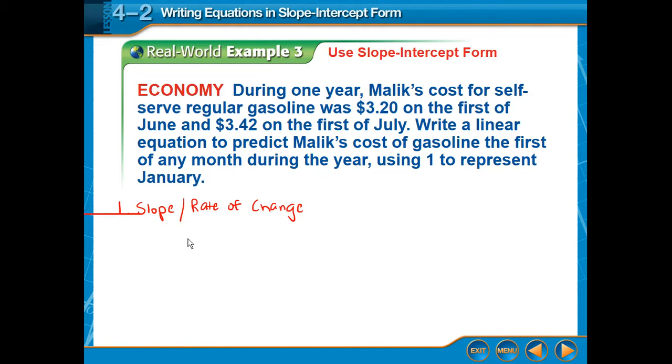So we're going to do 342 minus 320, and it changed by a month from June 1st to July 1st. That's 1 month. Okay, so if we wanted to think about it, July was the 7th month minus the 6th month, you still get 1. So it's going to be 0.22 over 1. So that means the slope or rate of change is 0.22. And we still want to find the y-intercept.